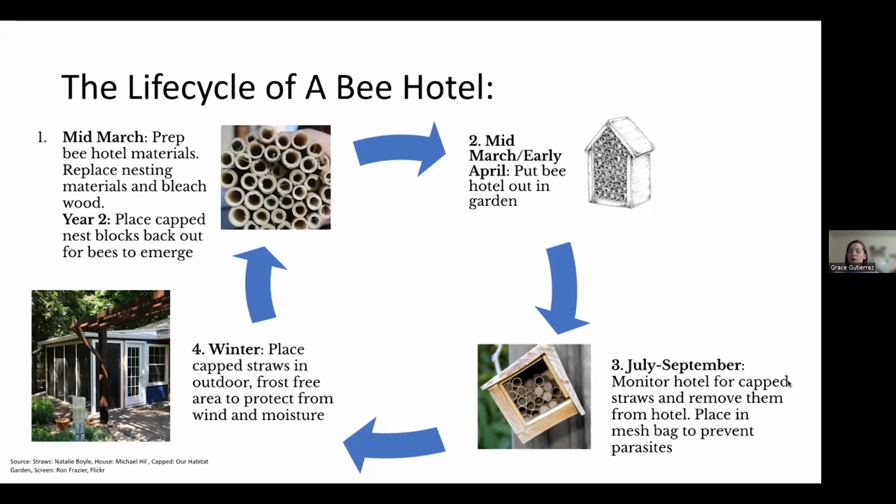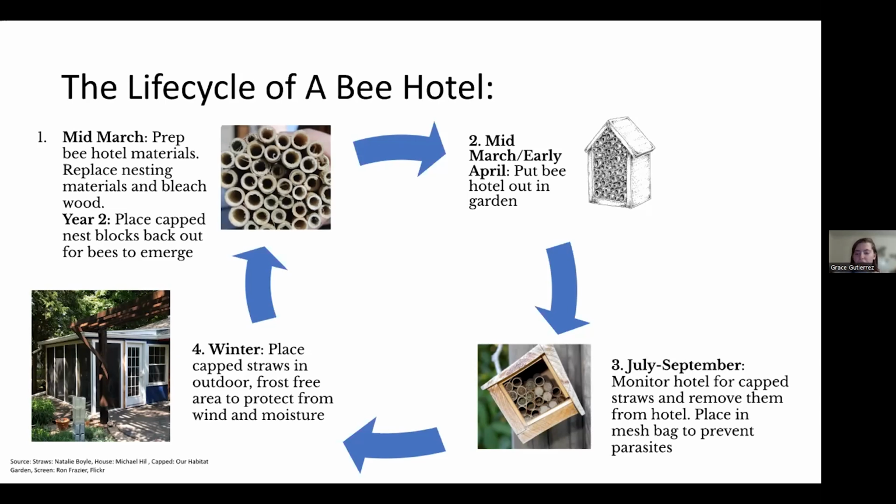And you want to remove them from the bee hotel and place them basically in a mesh bag, in an enclosed area that is still exposed to the temperature, because the temperature is very important for their life cycle. They rely on a certain number of days of warmth and number of days of cold to fully emerge in the spring.